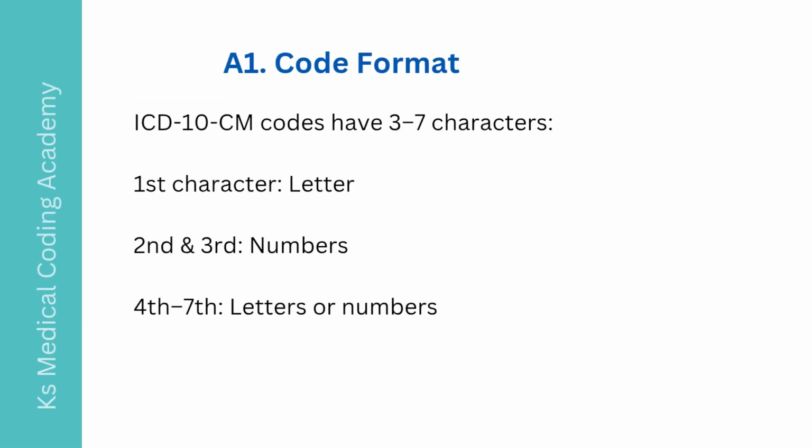Code format. ICD-10-CM codes are alphanumeric and contain 3 to 7 characters. The first character is always a letter. The second and third characters are usually numbers. Characters 4 through 7 may be letters or numbers.